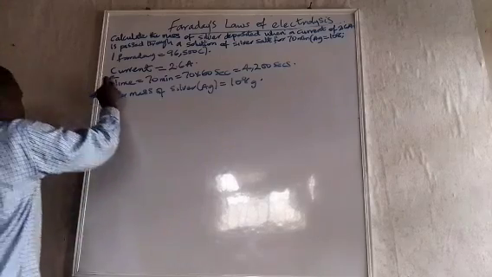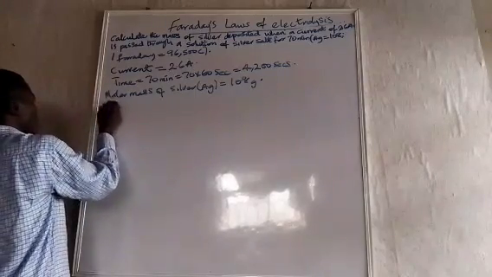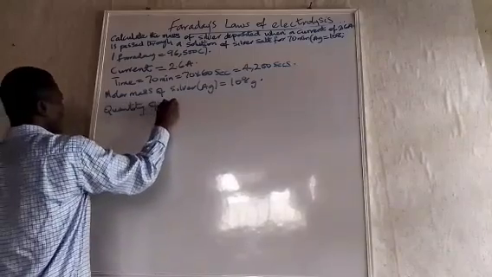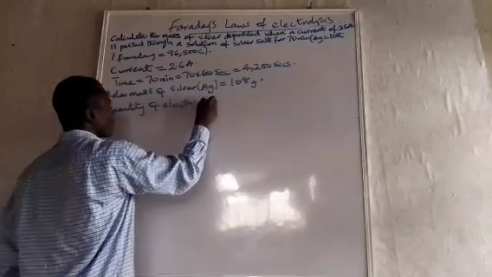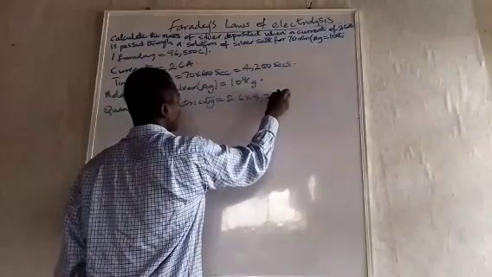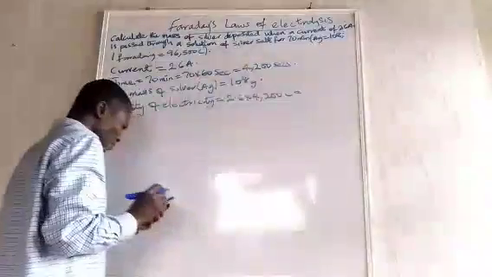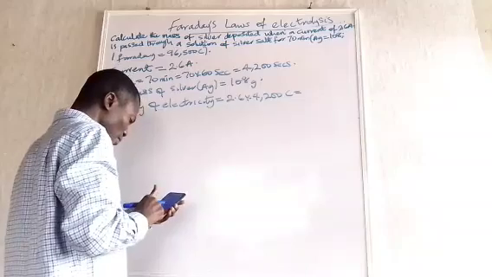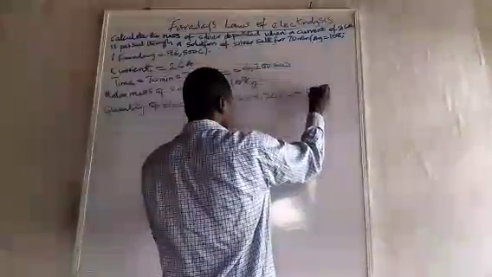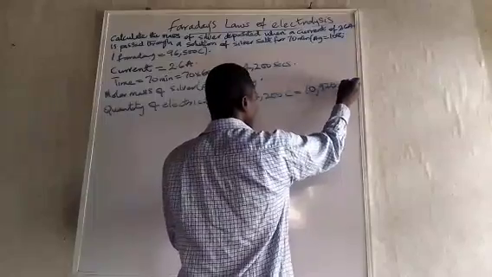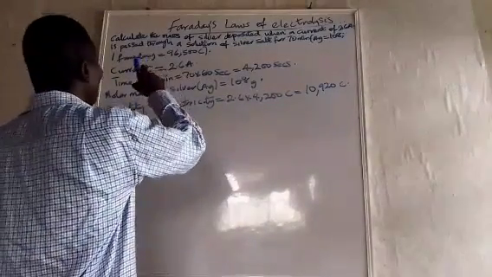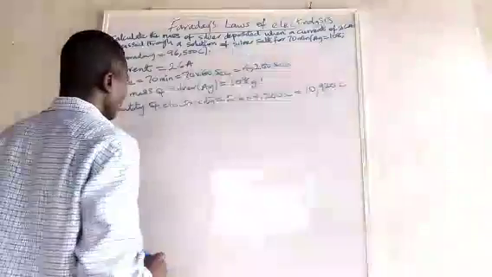Now, we have got the time and the current. So, quantity of electricity is equal to 2.6 times 4,200 coulomb, which is 10,920 coulomb. And from here, we are asked to find the mass deposited.